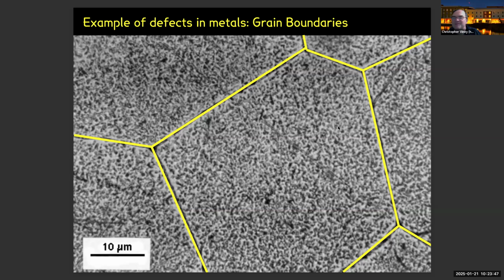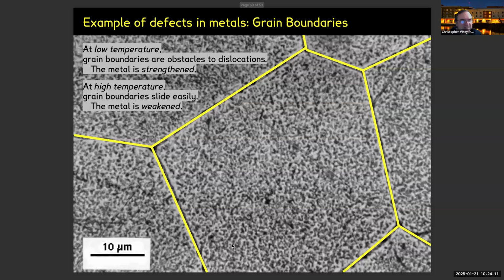There's an equation that you learn in material science which basically says small grains are good, and it even relates the strength to the grain size. But then the trick question is, well, what happens at high temperature? It is completely the opposite. Okay. So again, just because you see a pattern, stop and think, does it always apply? Does it have limitations? So at low temperature, here are some words to help you. At low temperature, grain boundaries are obstacles to dislocations, and you strengthen the metal. At high temperature, grain boundaries slide easily, and the metal is weakened.